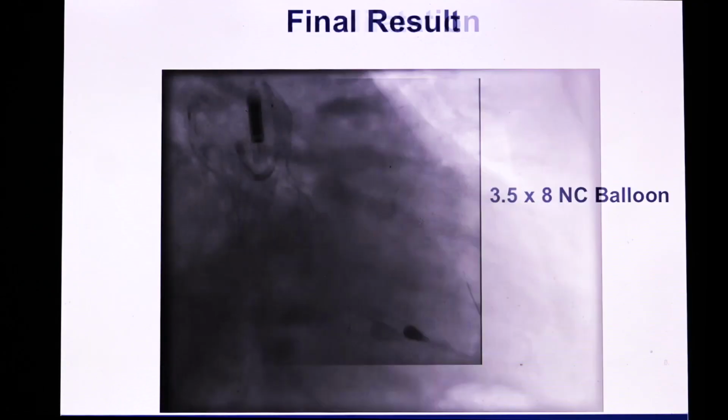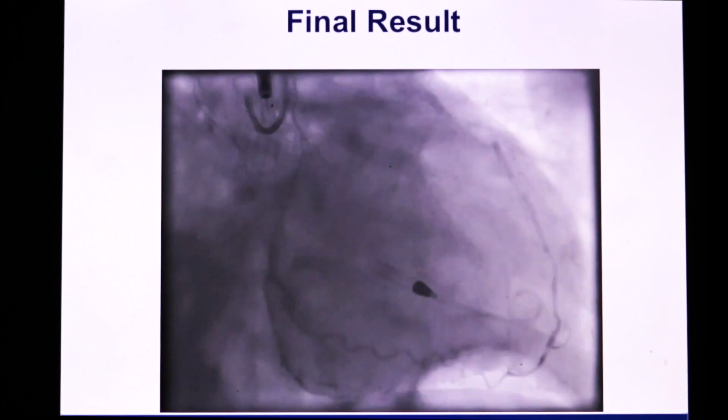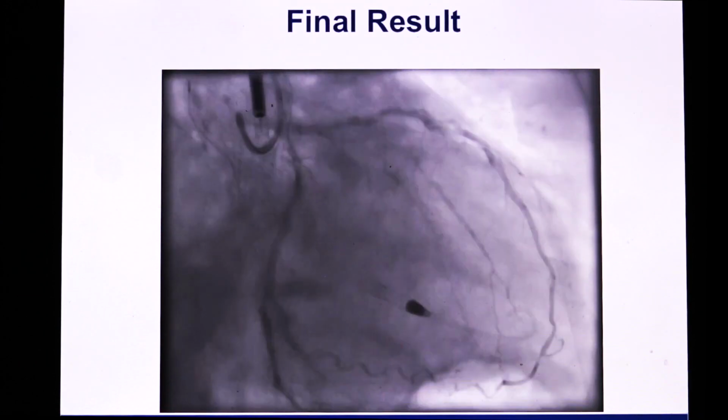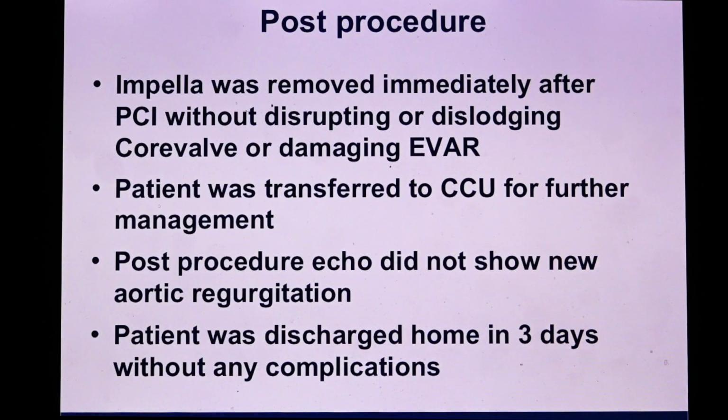Everybody was happy with this final angiography result. The patient also started feeling better. The patient's blood pressure improved immediately after we put in the Impella, so we decided to remove the Impella immediately after the PCI without disrupting or dislodging the CoreValve or damaging the TAVR structure. The patient was transferred to CCU for further management.